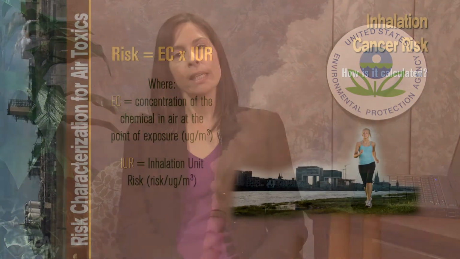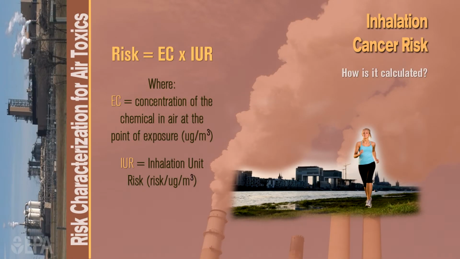Now that we have a good idea of the basic process, we will go into more detail on how to calculate inhalation cancer risk. We can calculate cancer risk of breathing a carcinogen in the air simply by multiplying the concentration of the chemical in air times its inhalation unit risk. Note that the units in the formula shown here cancel out to give a unitless answer. The answer is a statistical probability.